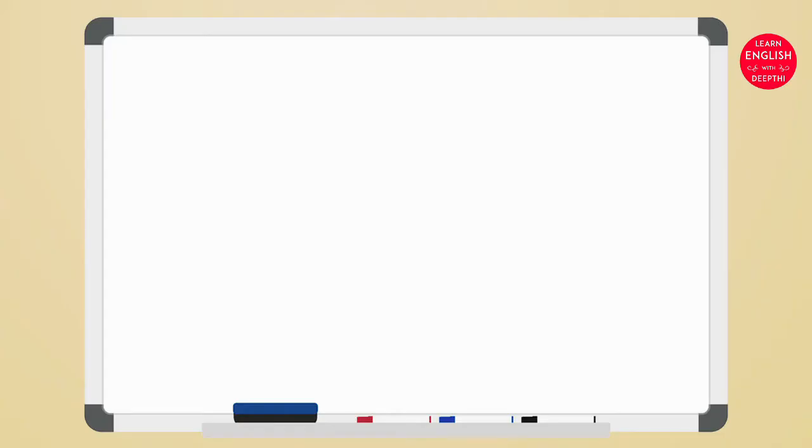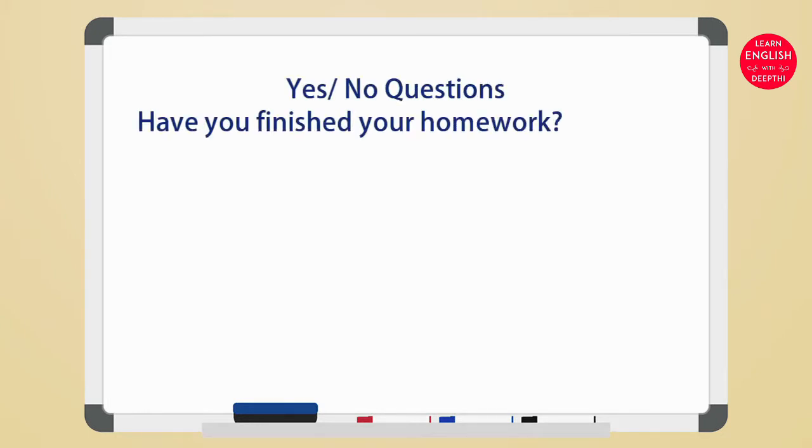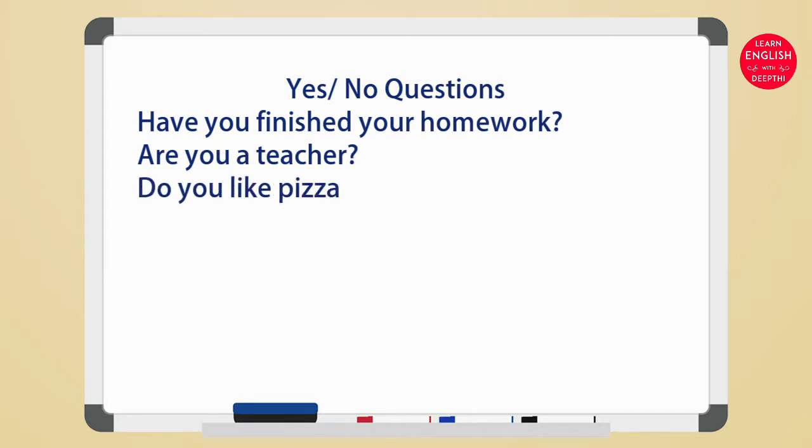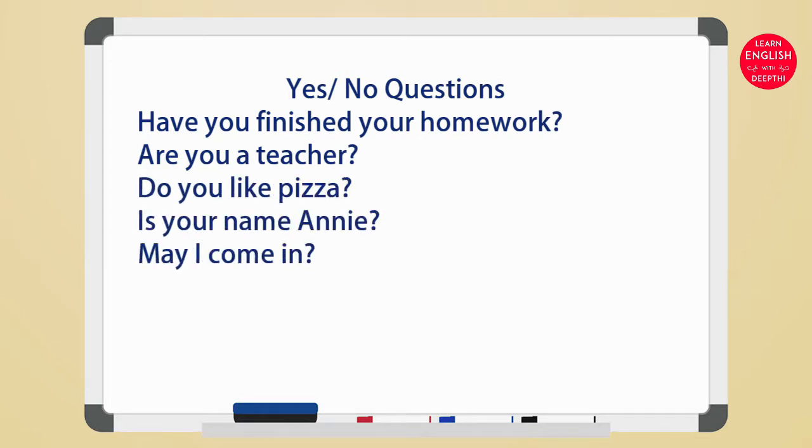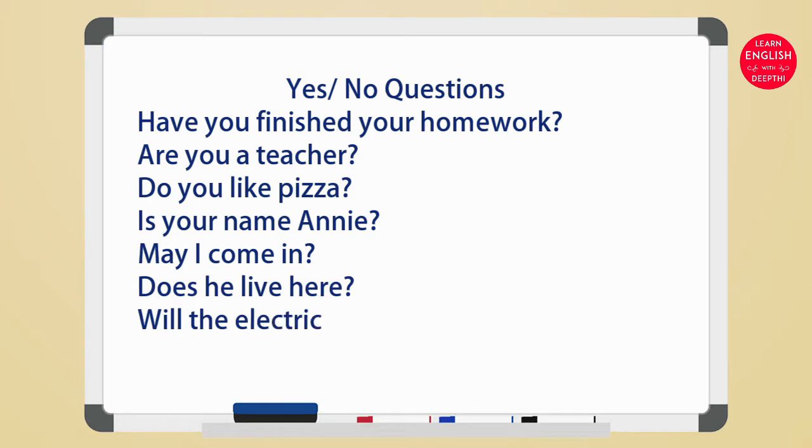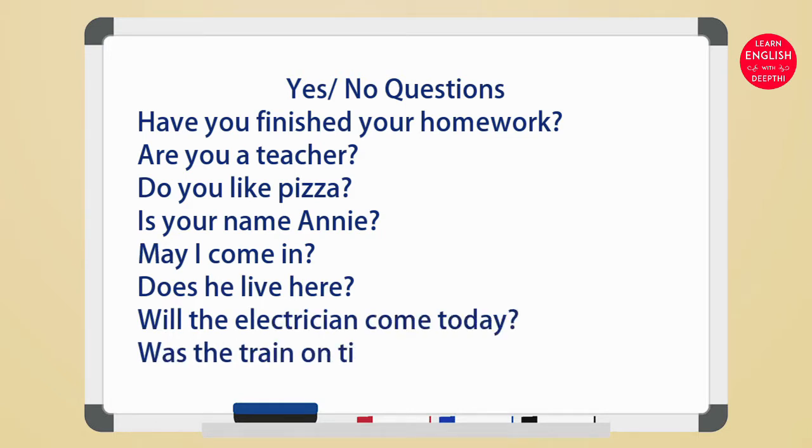Here are some examples of yes or no questions. Have you finished your homework? Are you a teacher? Do you like pizza? Is your name Annie? May I come in? Does he live here? Will the electrician come today? Was the train on time? Did you like the movie? So all of these questions are yes or no questions because the answer to them is a yes or a no. Now let's see how to correctly answer these questions with short answers.